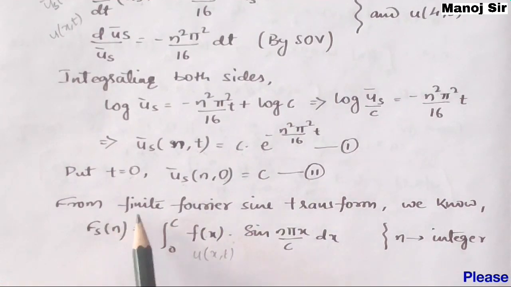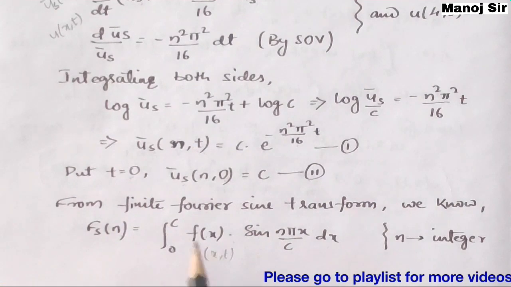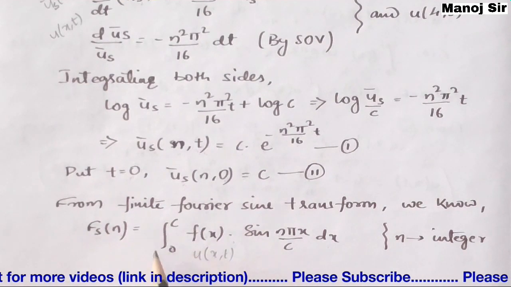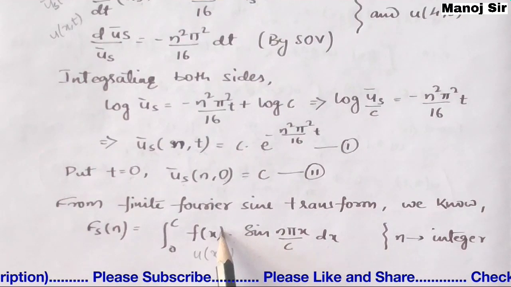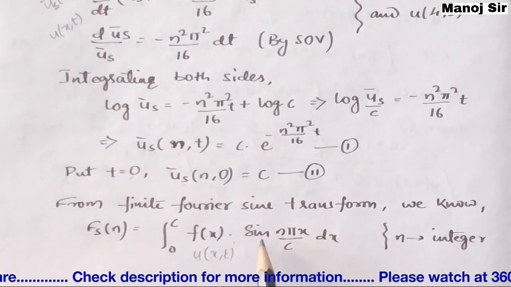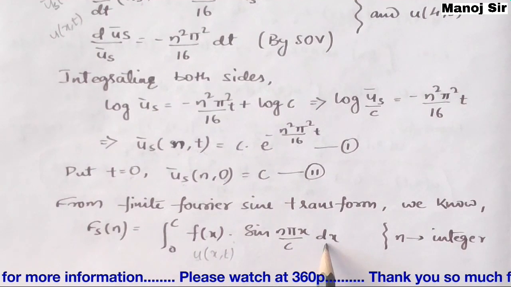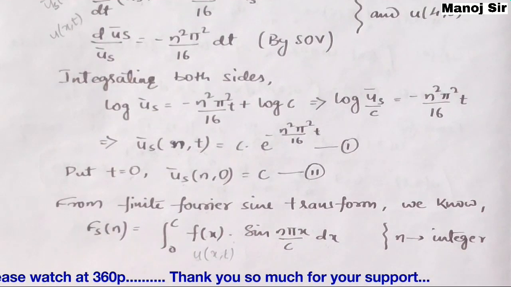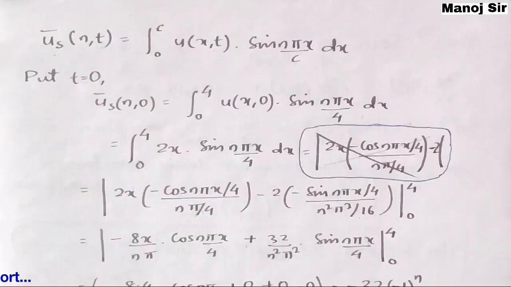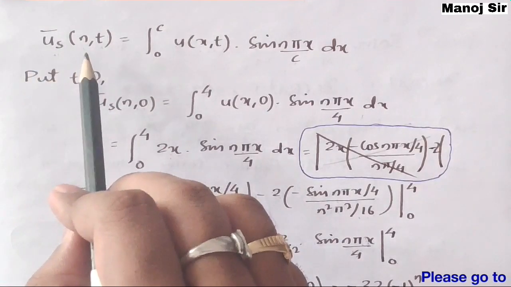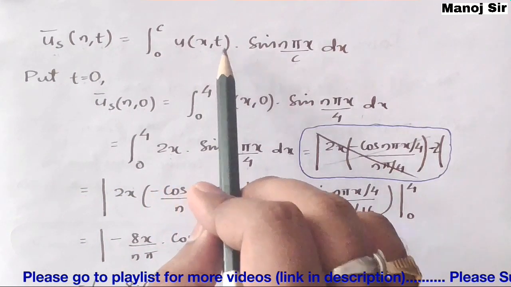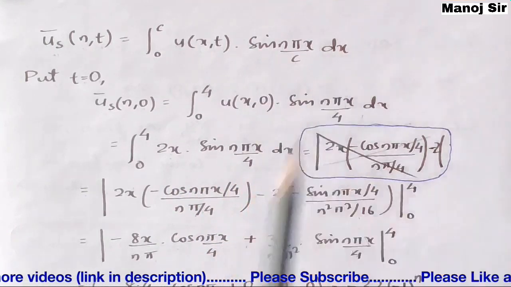Again we know from finite Fourier sine transform, the general formula for the finite Fourier sine transform equals integration 0 to c f of x. What is f of x? That is u. U is a function of x and t, into sine of n pi x upon c dx, where n is any integer. Fine. Now we are going to solve this. So u bar of s, which is a function of n and t, equals integration 0 to c u, where u is a function of x and t, into sine of n pi x upon c dx.